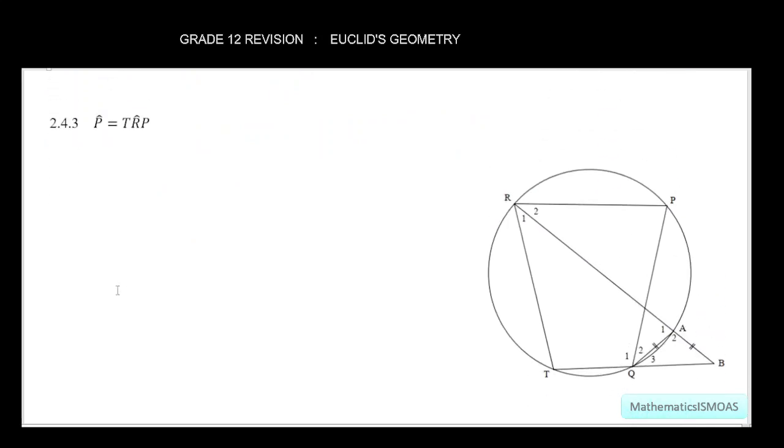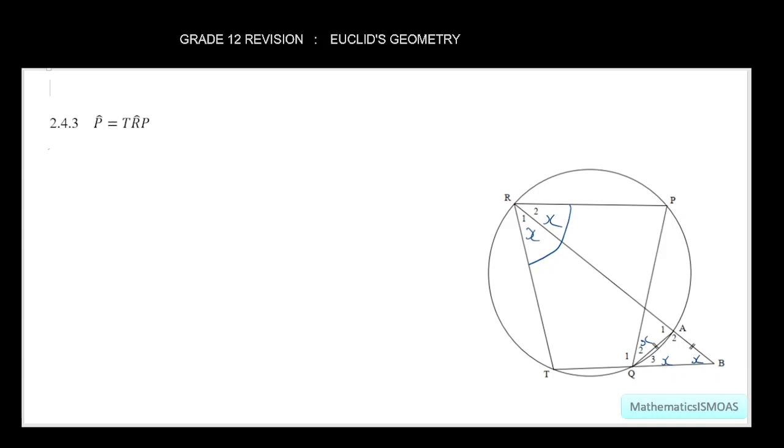Okay, 2.4.3, we need to prove that angle P is equal to angle TRP. Firstly, R1 is X, R2 is X, Q2 is X, Q3 is X, and B is X. Prove that angle P is equal to angle TRP. Now, what is TRP? Angle TRP, it is this one, which is what? X plus X, which is equal to 2X.